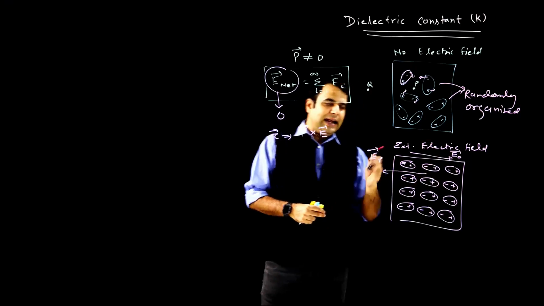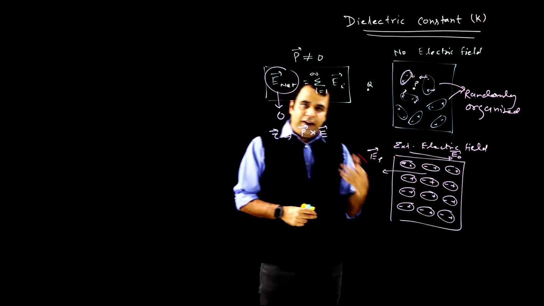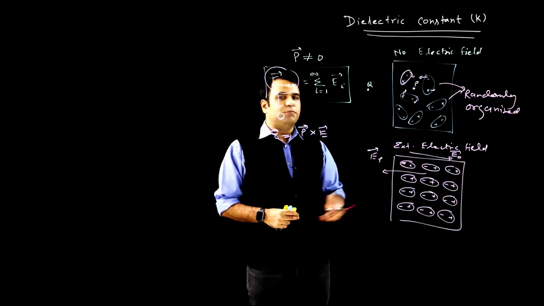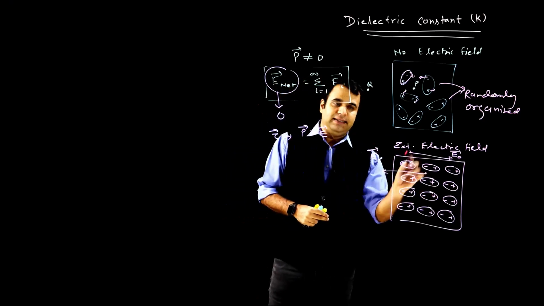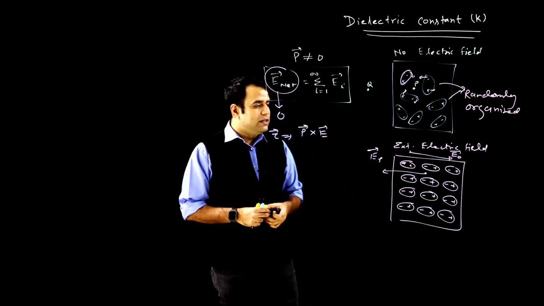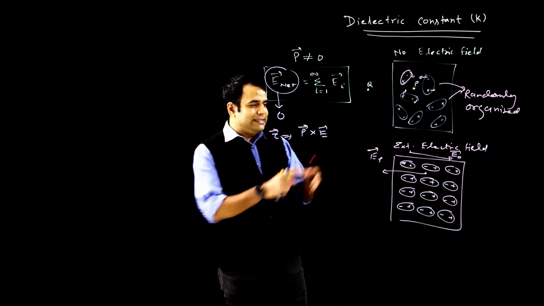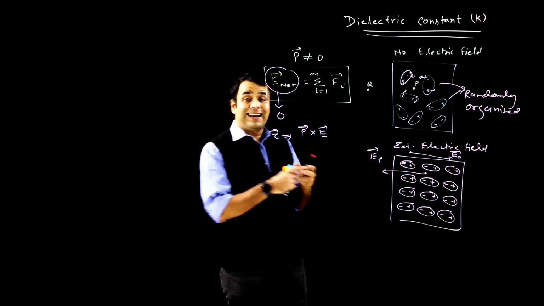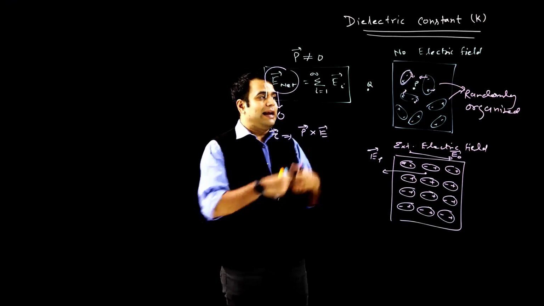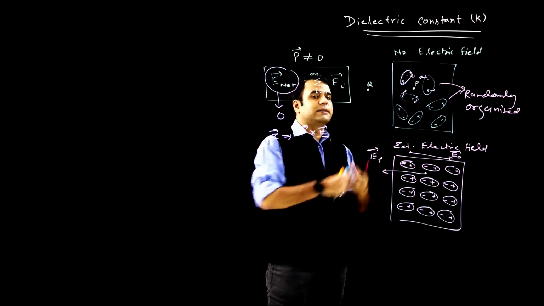So if the external electric field is towards right, the field caused by all these molecules will be anti-parallel at each and every point inside the molecule. Okay, so it will become anti-parallel. This is the thing: the moment you generate the external electric field, you will induce the electric field due to this system.